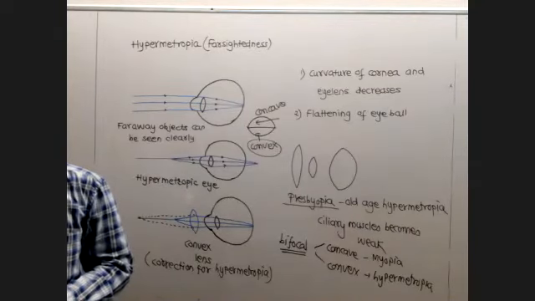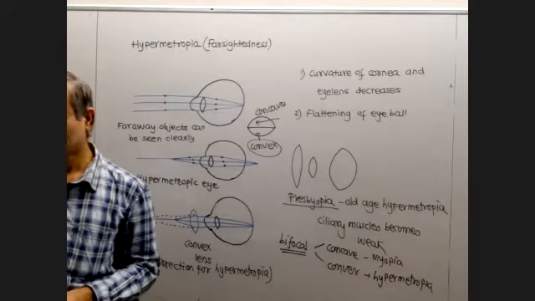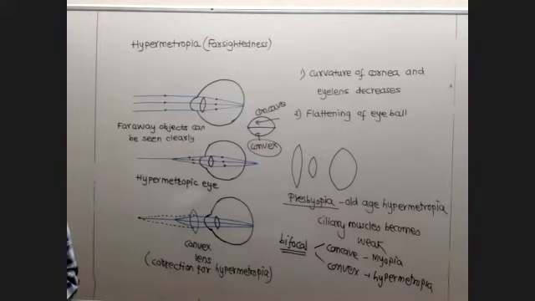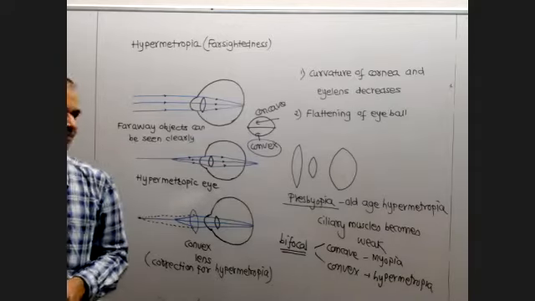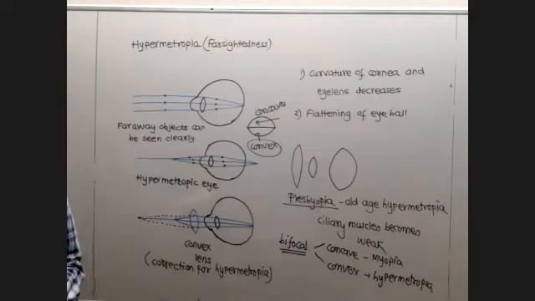due to flattening of eyeball, the distance between lens and retina decreases. These are the two causes for this.